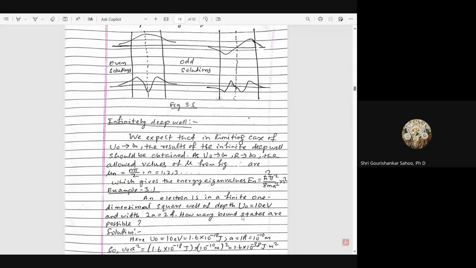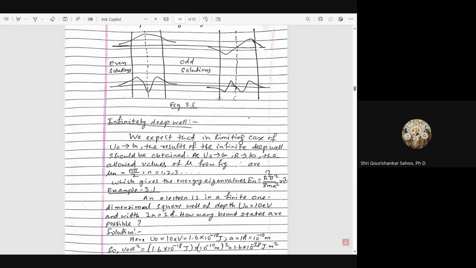Then the infinitely deep well: we expect that in the limiting case of u0 tends to infinity, the results of the infinitely deep well should be obtained. As u0 tends to infinity, R tends to infinity, the allowed values of mu from the figure are mu n equal to n pi by 2, where n is equal to 1, 2, 3, and so on and so forth. And the energy eigenvalue En, the general expression, is ħ square pi square by 8m a square multiplied by n square.